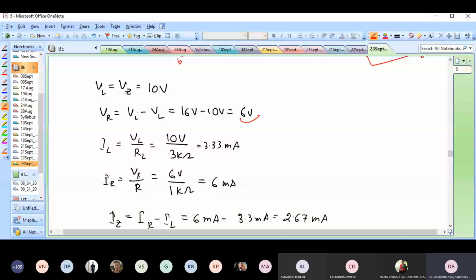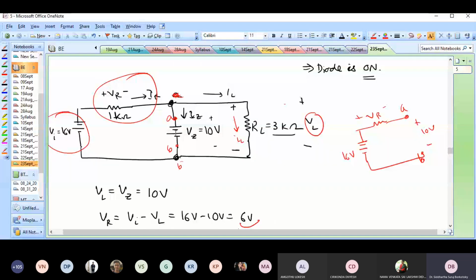The second last thing to find out is IZ. What is the Zener current here? How do you find the Zener current? We know IL, we know IR. So how do we find IZ? What would we apply? KCL. Yes, perfect. So basically, I would just do KCL. I know that the current flowing into this terminal is IR.